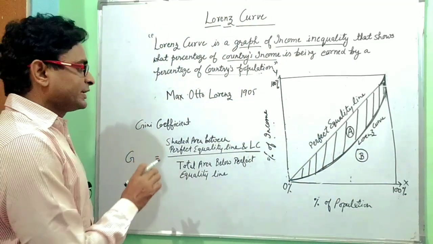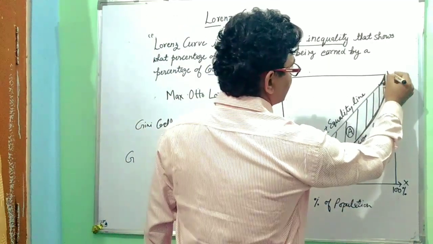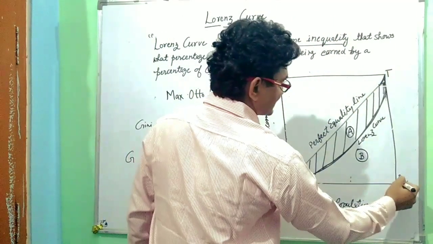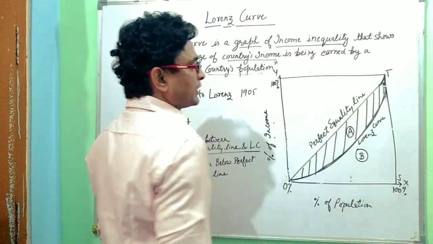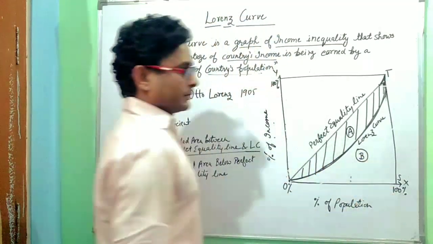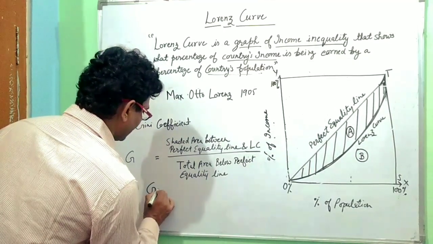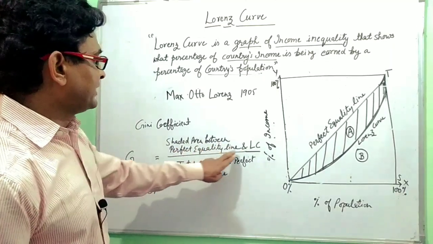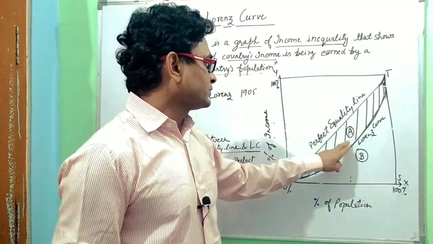So the Gini coefficient is calculated. This is the total area. If we call it T and call it S, this is the total area OTS, out of which this is the shaded area which shows the difference between perfect equality line and Lorenz curve, and this is the area under Lorenz curve. The Gini coefficient is the shaded area between perfect equality line and Lorenz curve, which is A.